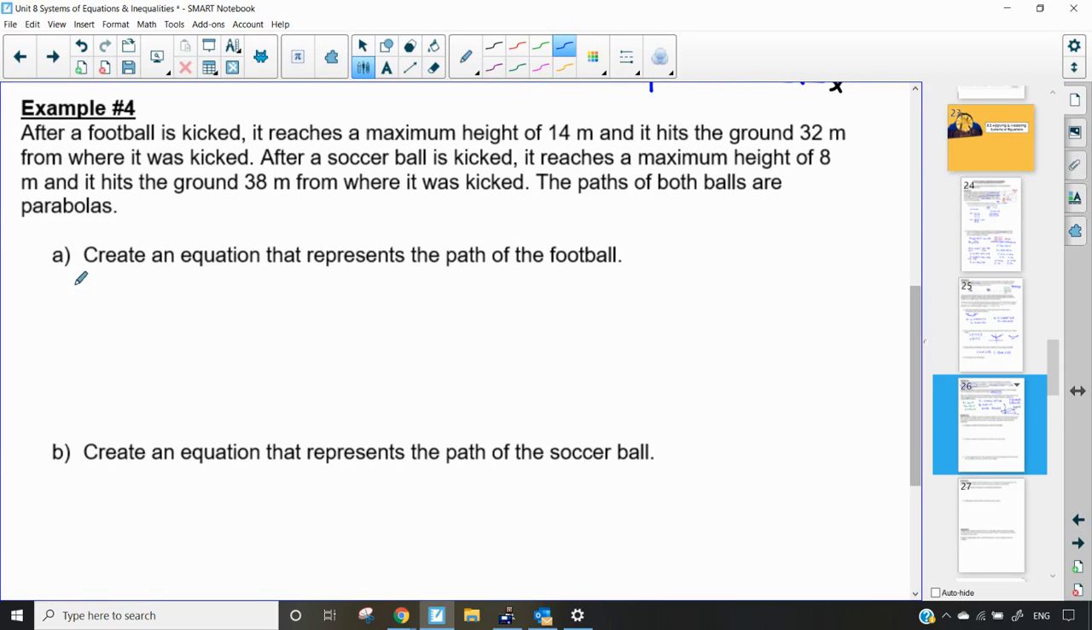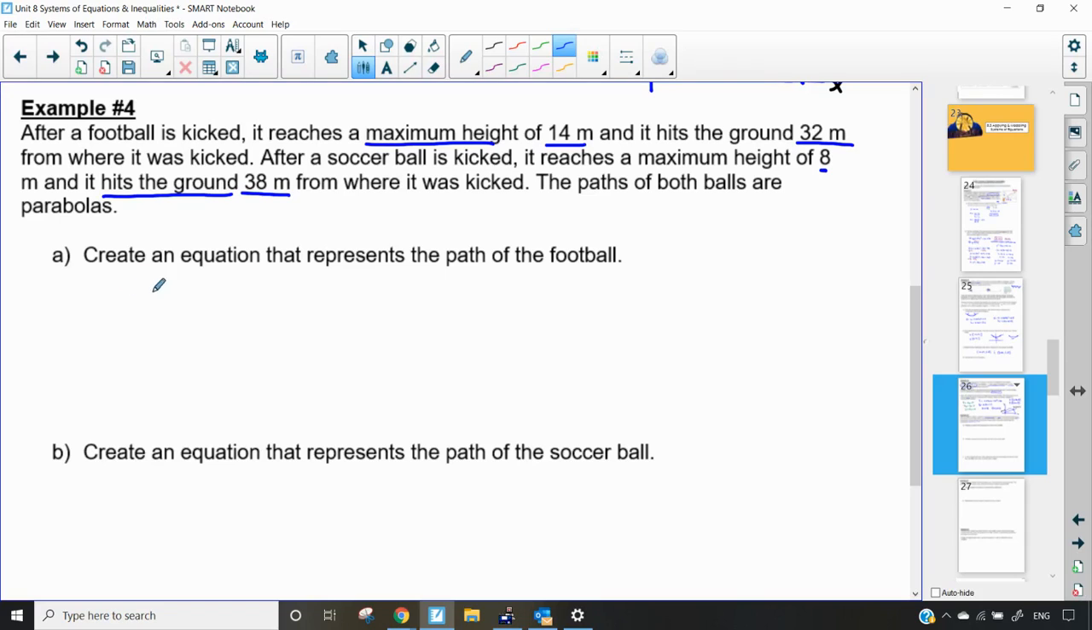Example 4 here, it says, after a football is kicked, it reaches a maximum height of 14 meters, and it hits the ground 32 meters from where it was kicked. After a soccer ball is kicked, it reaches a maximum height of 8 meters and it hits the ground 38 meters from where it was kicked. And we're told that the paths of both balls are parabolic in shape. And so the first thing we're asked to do is to create an equation for each of those balls.